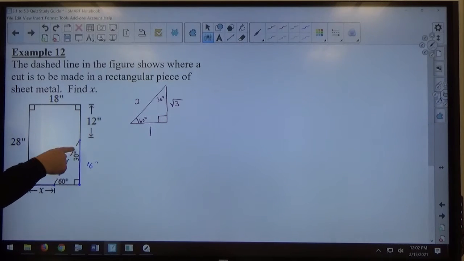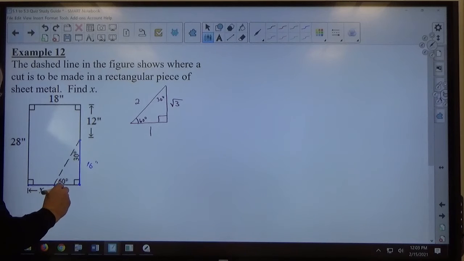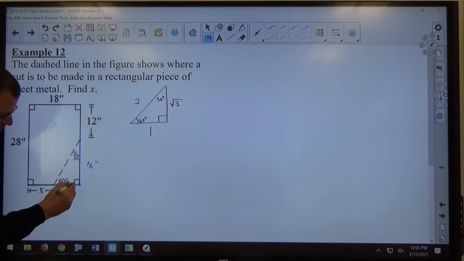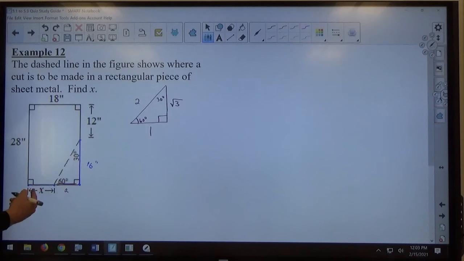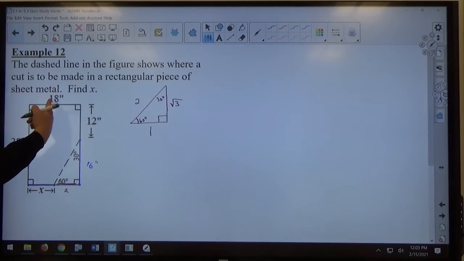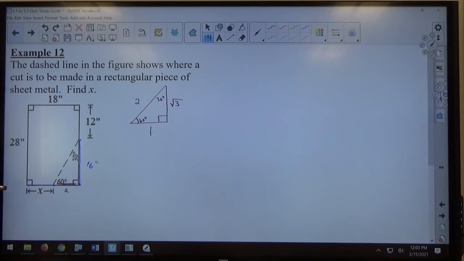This triangle here is similar to that triangle there. And the piece I want to know is this piece down here. Let's just call this piece A. If I can figure out how long A is, then I can figure out X: A plus X is equal to 18, right? So if A is whatever, 18 minus A is equal to X. That's what's going on here.